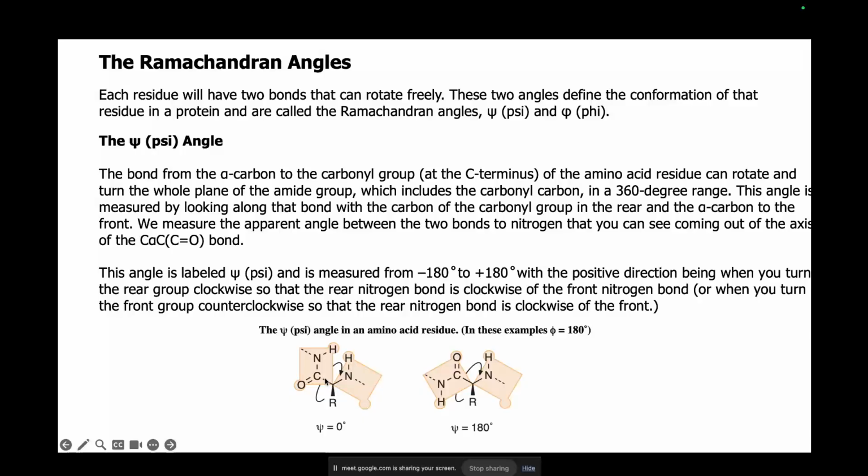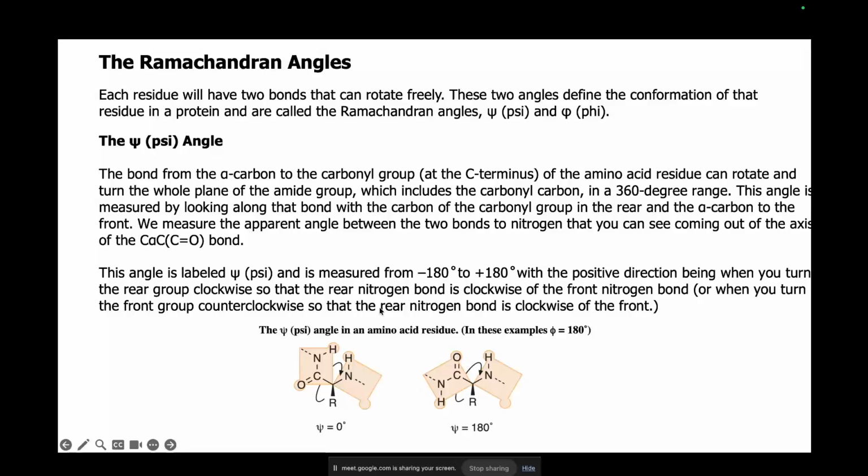In the case of the psi angle, it includes the carbonyl carbon in a 360-degree range. The angle is measured by looking at the bond with the carbon of the carbonyl group in the rear and the alpha carbon in the front. We measure the apparent angle between the two bonds to nitrogen that you can see coming out of the axis of the alpha carbon and carbonyl bond. So basically this particular bond originating from this carbon and the carbonyl carbon, right? So that is the psi angle, right?